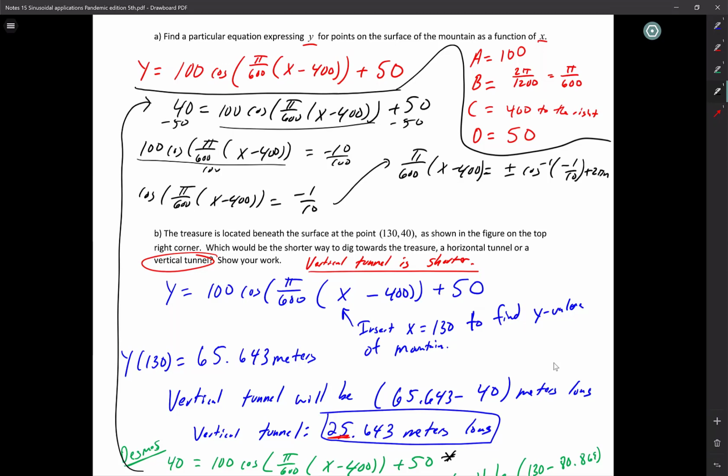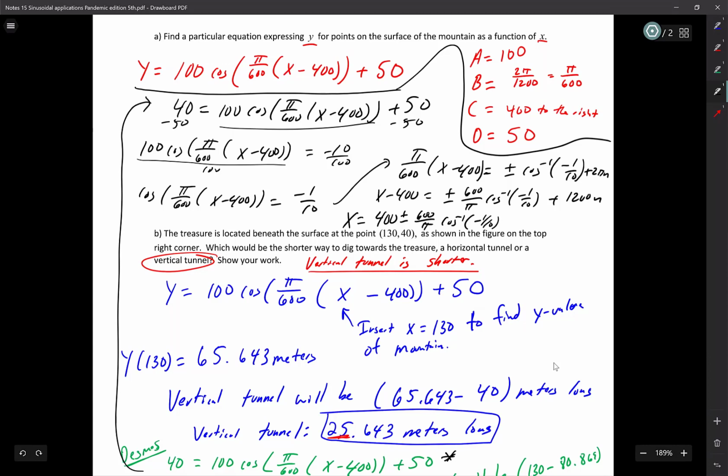Now we're going to multiply by the reciprocal. So multiply by 600 over pi. So x minus 400 equals plus minus 600 over pi arc cosine of negative 1/10 plus the pi's cancel out. 600 times 2 is 1200. So 1200 n, that should not surprise you. And then finally move the 400 to the right. So x equals 400 plus minus 600 over pi arc cosine of negative 1/10 plus 1200 n.